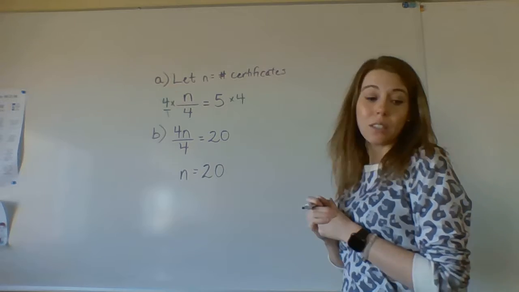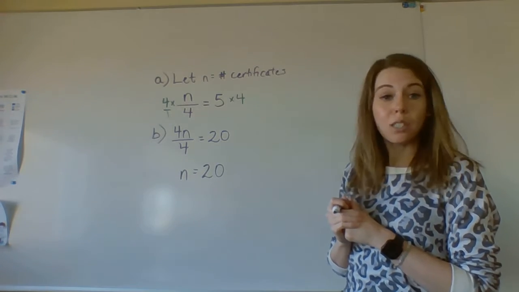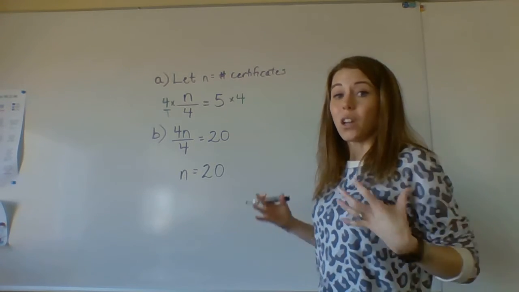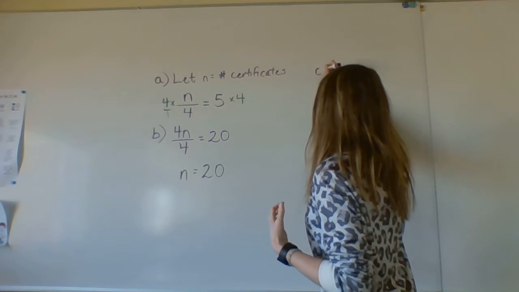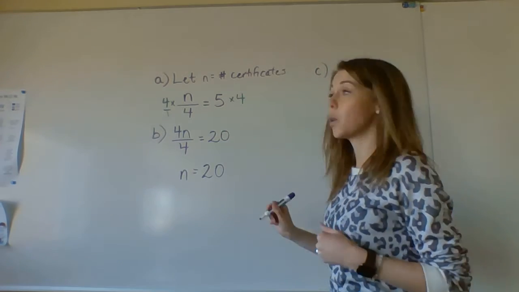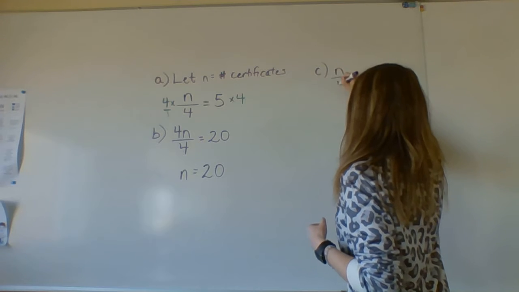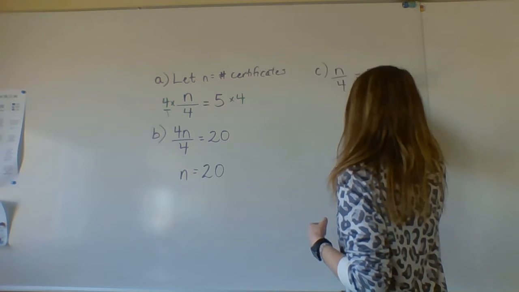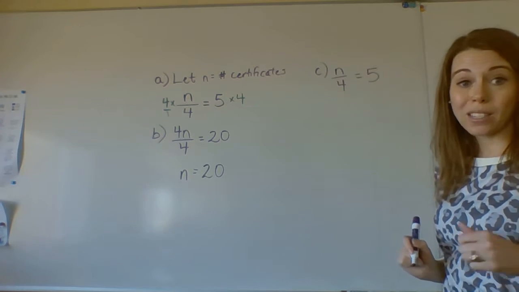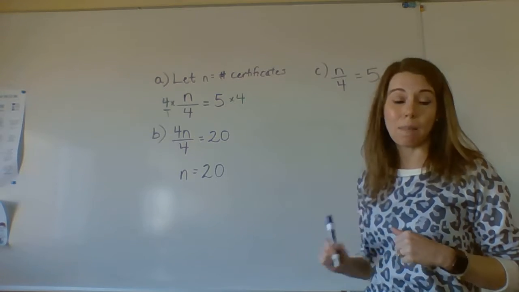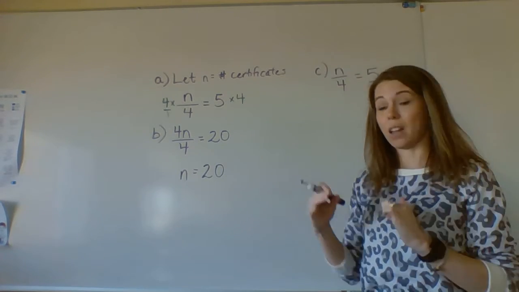So the last part is to verify. Verify just means make sure you get the right answer. So in part C, I'm going to start with my original equation, n over 4 equals 5. And I'm going to substitute this 20 in and make sure that my left side equals my right side.